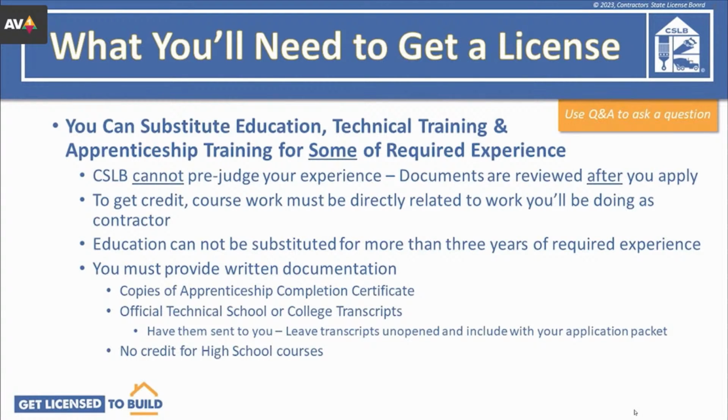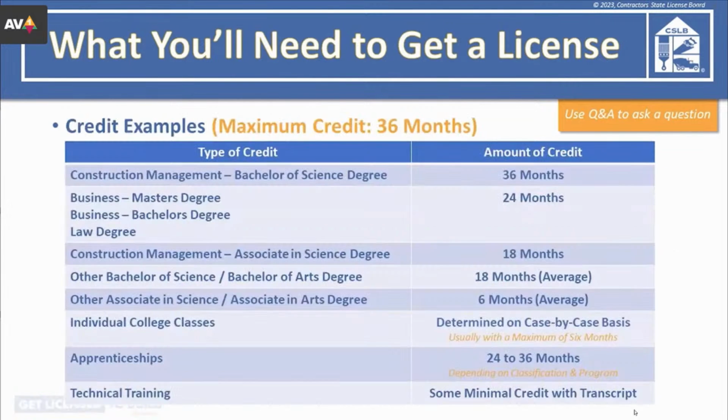To apply for education credit, you must provide CSLB with written documentation. That means a copy of any apprenticeship completion certificates you earned, or official technical school or college transcripts. Have your transcripts mailed to you. Do not open the envelope, leave it sealed, and include it with your CSLB application packet. Note that high school courses will not earn you any credit towards your contractor's license. If you are looking to get education credit to meet the 4 years or 48 months of experience, you need to get your transcripts first.